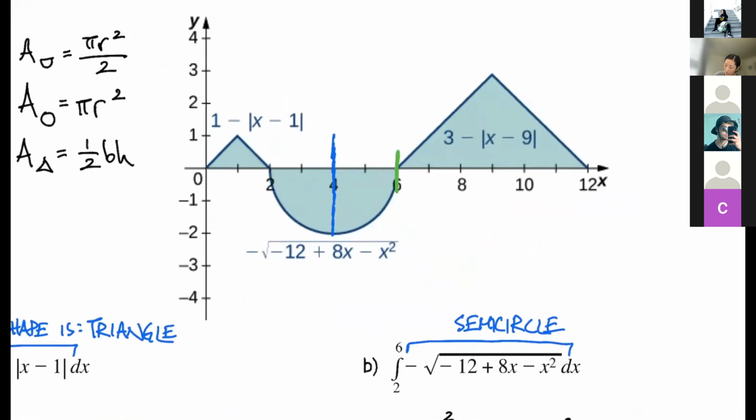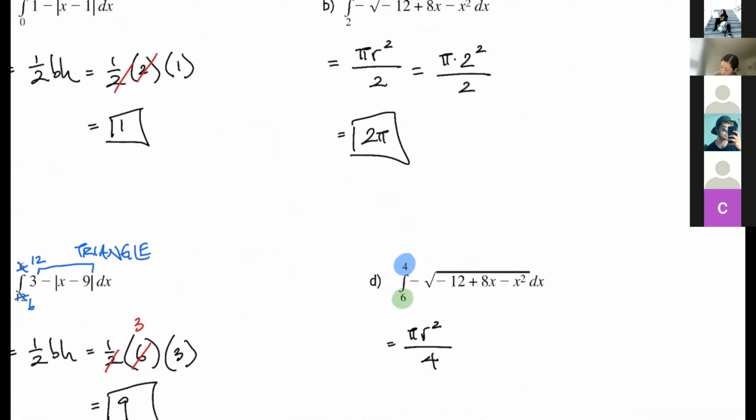So let's go back to our question. And instead of saying pi r squared over 2, we're going to say pi r squared over 4. And we're going to get pi times 2 squared over 4. And we know that that's pi. Okay. All right. So we've got these 4 questions here. Okay. And our answers.